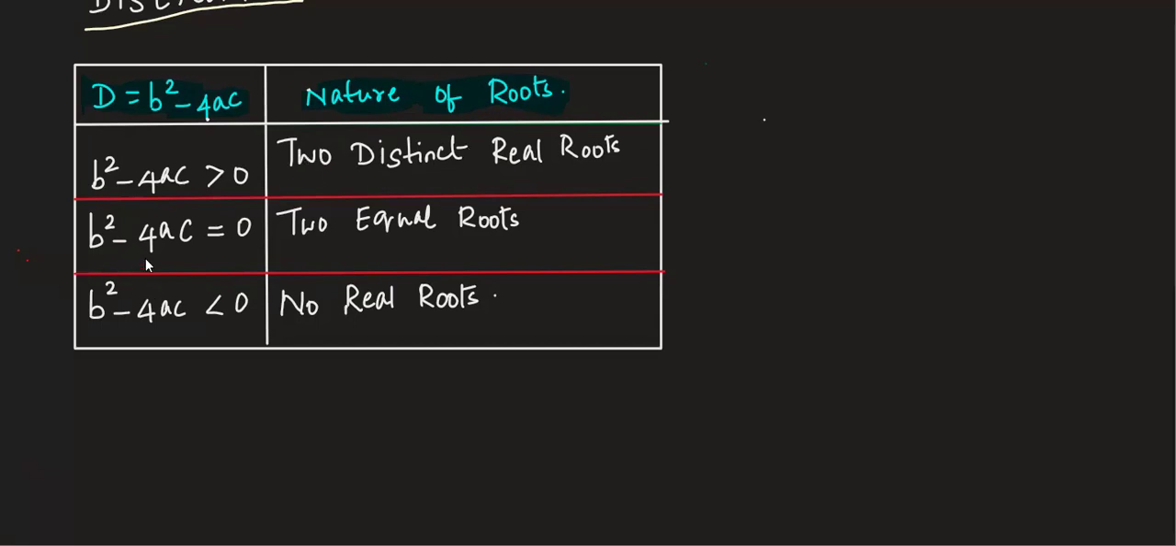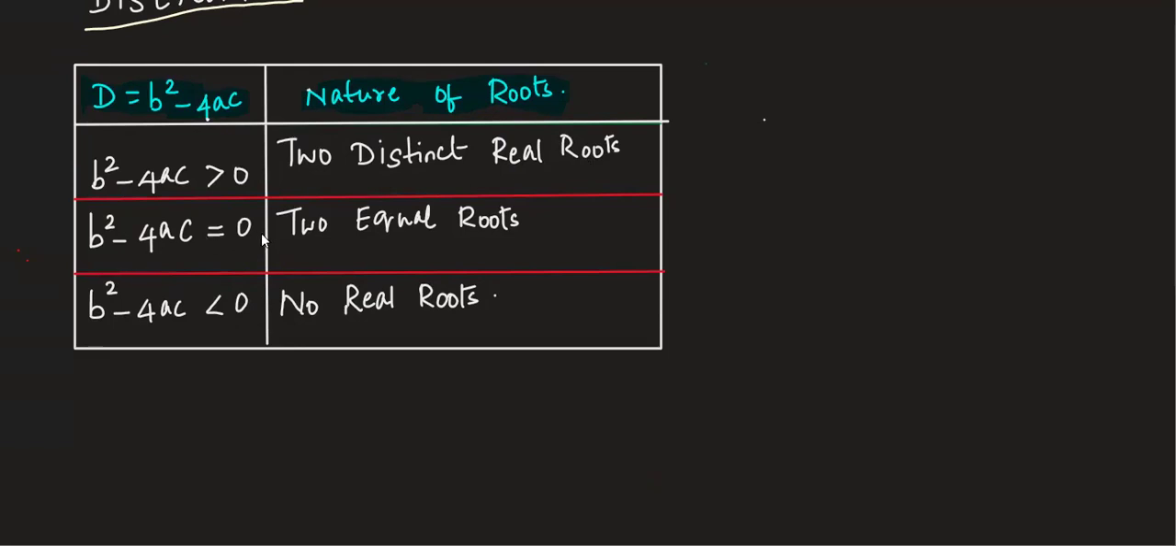Okay. If b square minus 4ac is equal to 0, then you will have two equal roots, meaning 4, 4, 5, 5. So both the values of x will be equal. If b square minus 4ac is less than 0, which means this is negative, then no real roots exist. Okay, so the first one is b square minus 4ac, that is the discriminant, is greater than 0. You will have two distinct real roots. That is, you will have two different values for x.